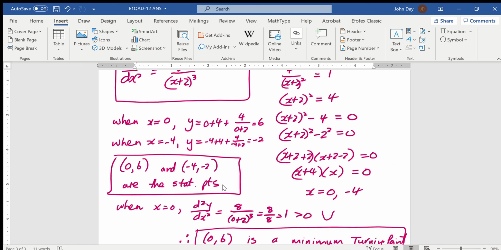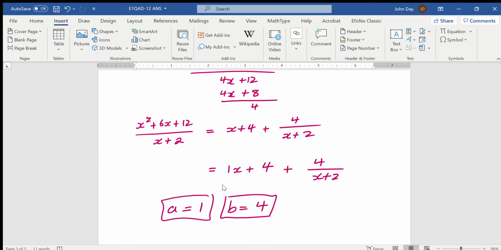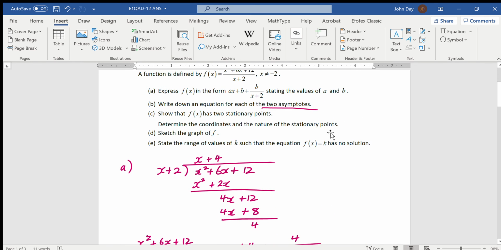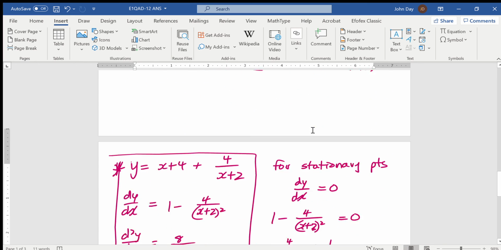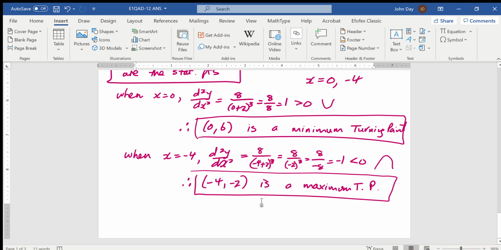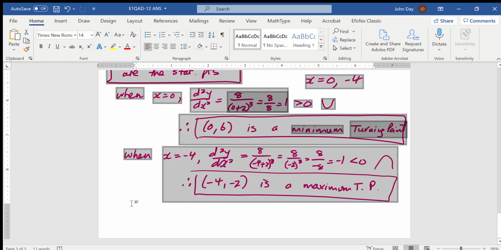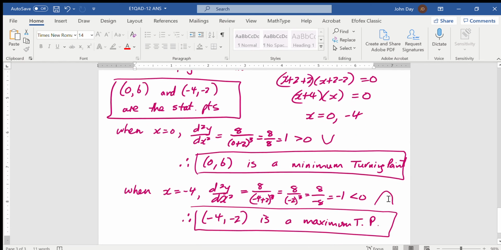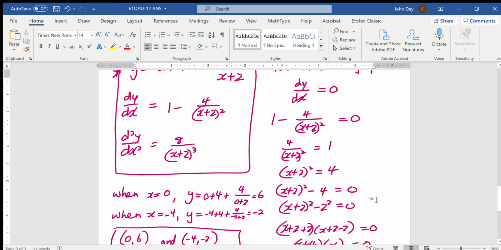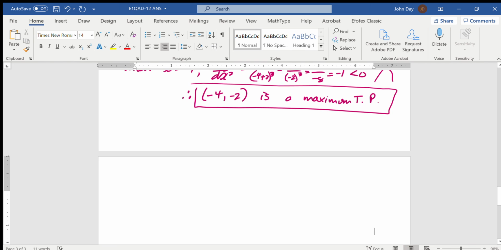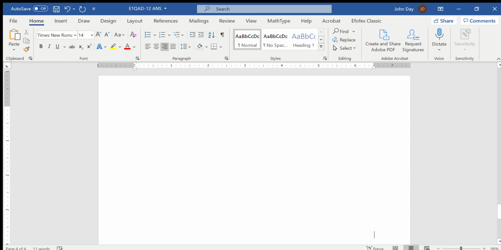All right, so that's going to help us. I'll just check I've answered part C fully. It says show that it's got two stationary points. Done that. Determine their coordinates. Done. Found the nature of them. Yes, minimum and maximum. Sketch the graph. Okay. So I need to go down to get myself some room down here to sketch the graph. So let's come back up.